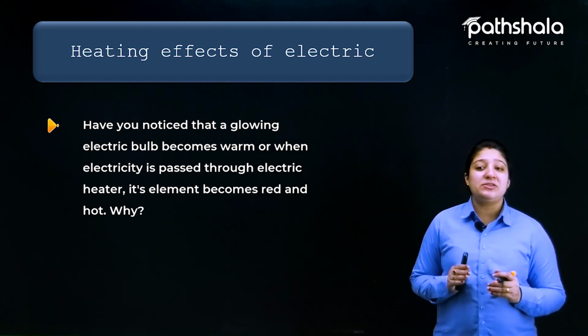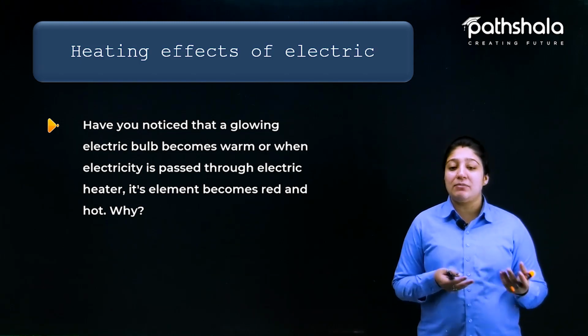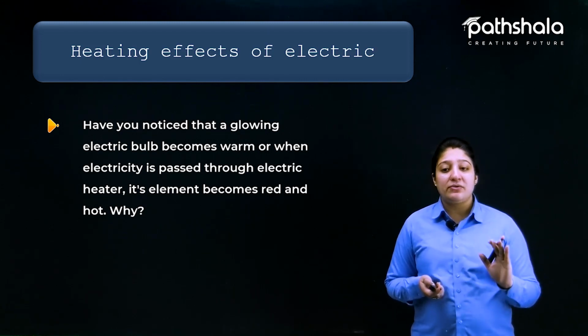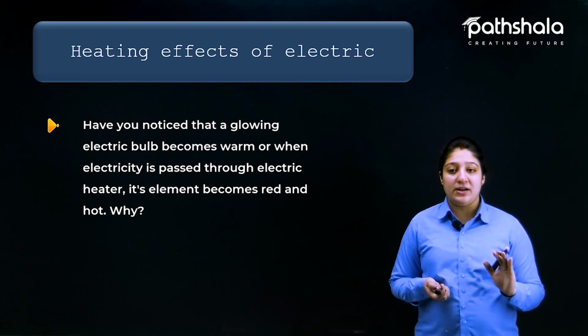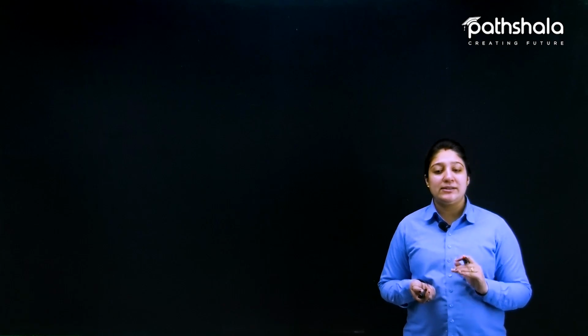So why does that become red, and why does the electric bulb that is connected in the circuit become hot after some time? That is just because of the heating effect of electricity. So what exactly is the heating effect of electricity? That we are going to understand now.